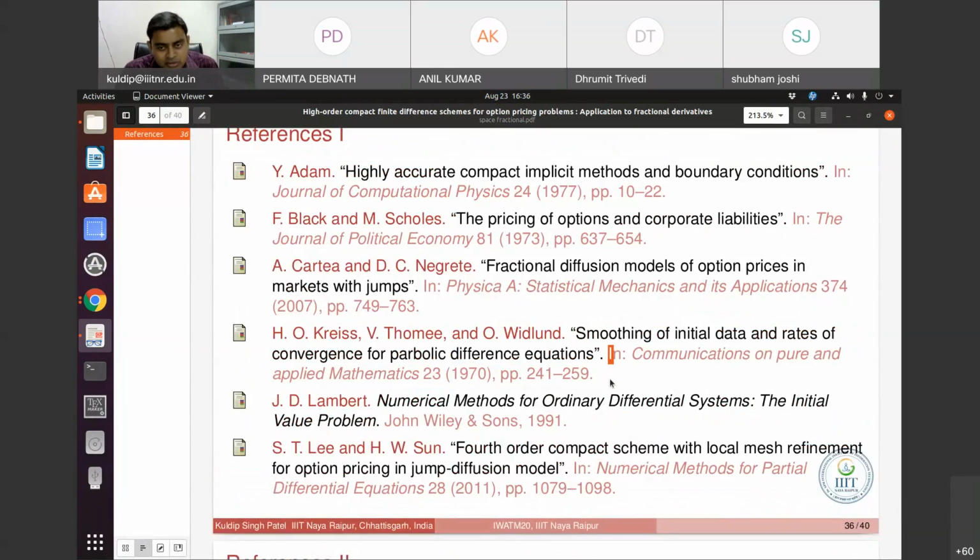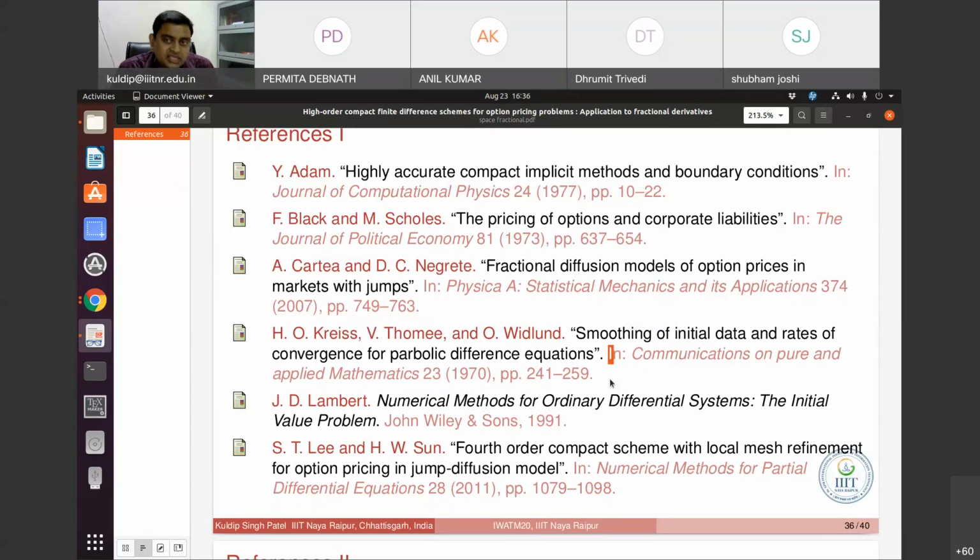Lambert is a standard book which talks about ordinary differential systems. Then this paper by Lee and Sun also discusses the compact scheme for option pricing in the jump diffusion model. Then the question comes, what did we do?